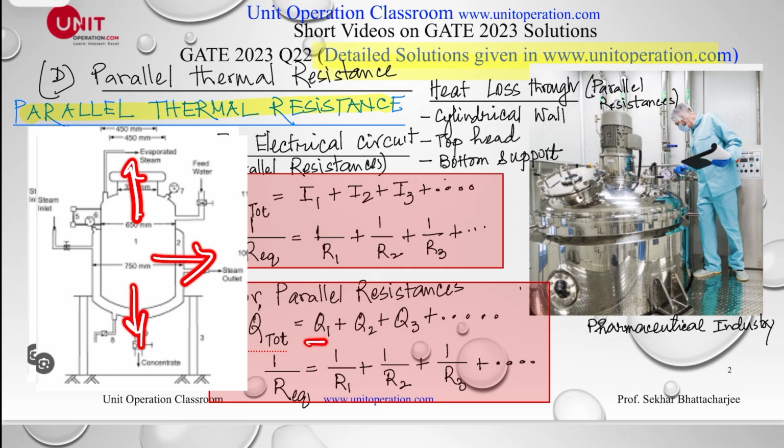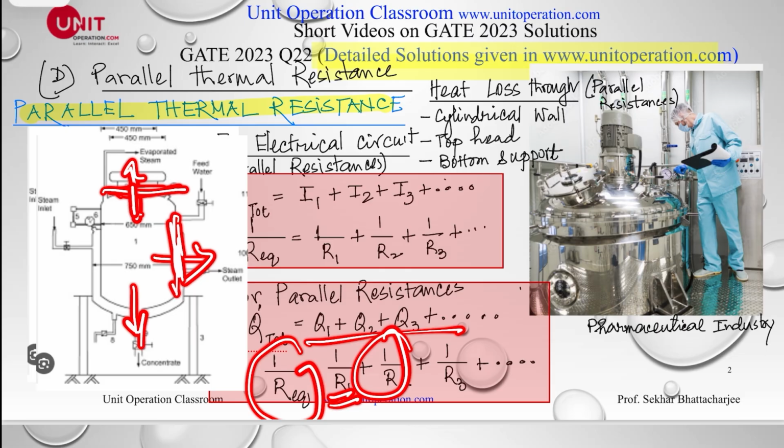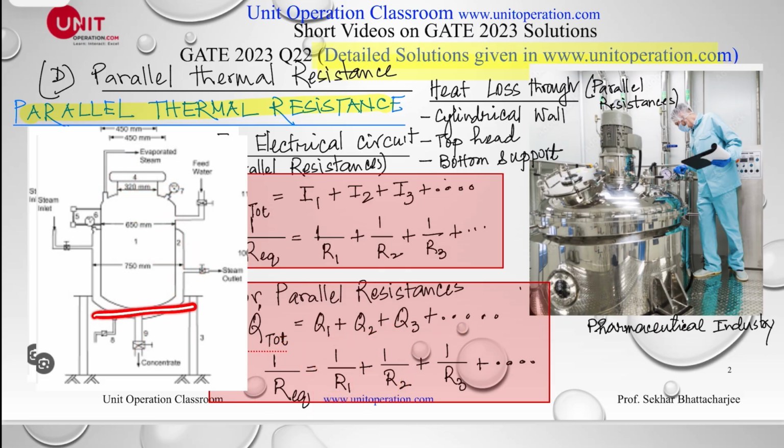Okay, and the overall resistance is equal to 1 by R1, the resistance due to this tube wall, plus the resistance due to the loss of heat from the top, and the resistance due to loss of heat from the bottom. This is the overall resistance.